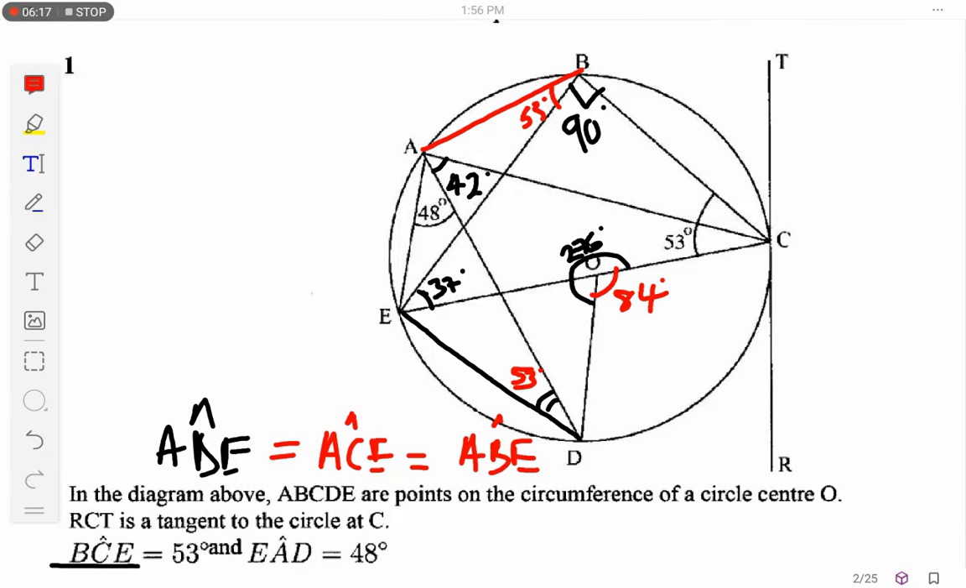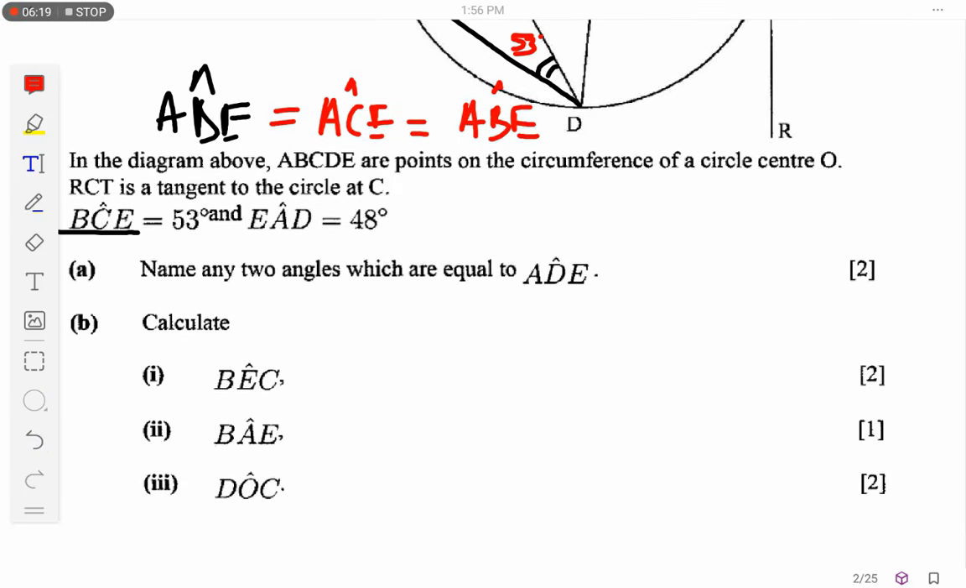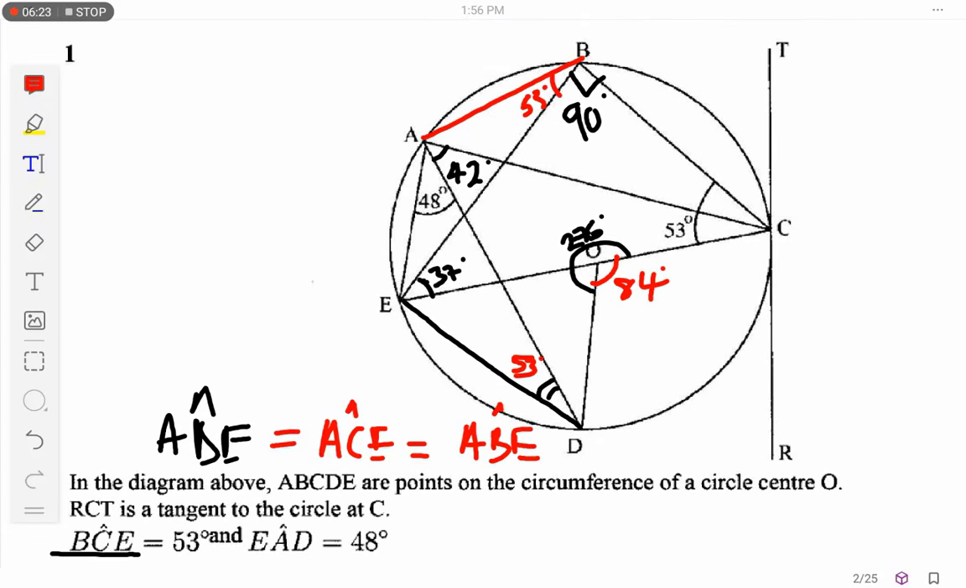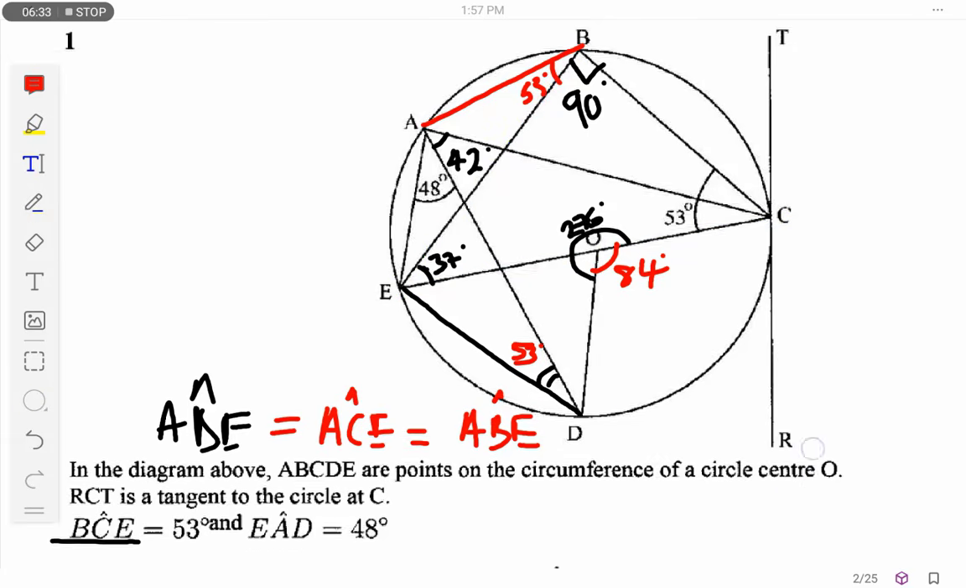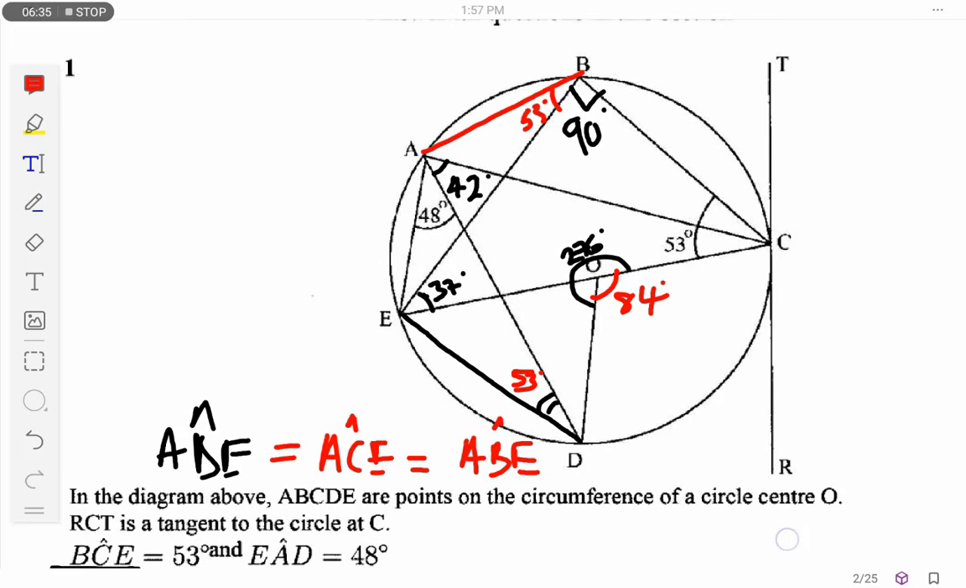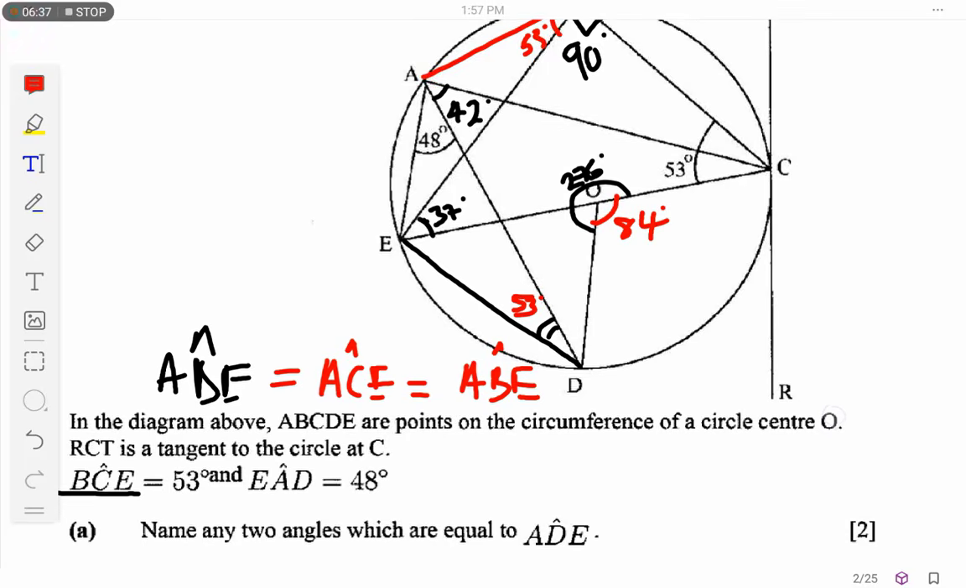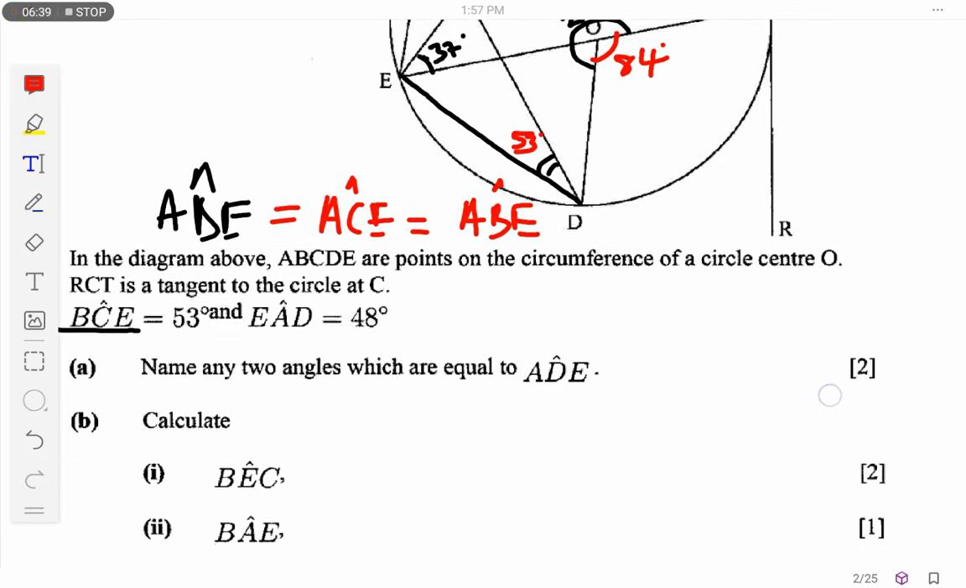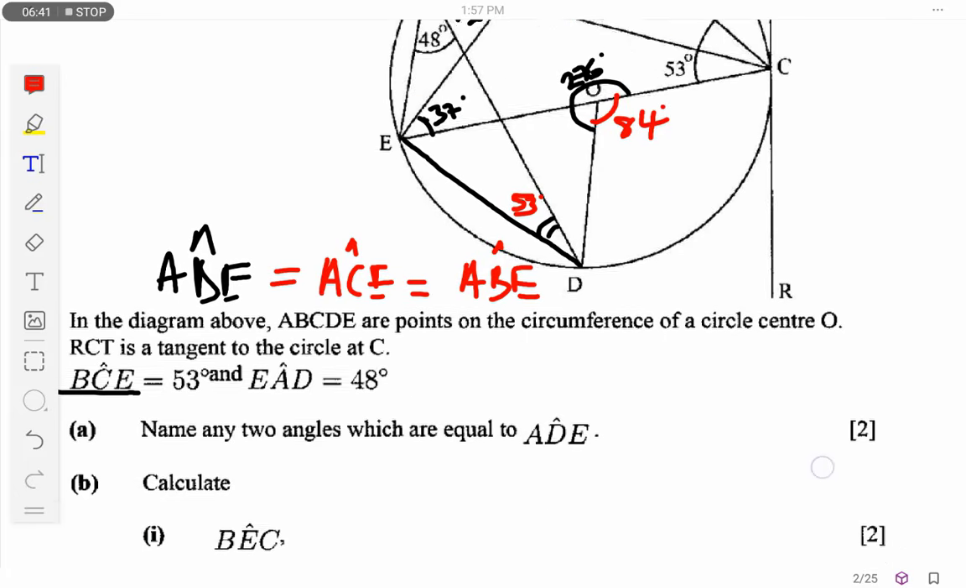Okay, so that was the first part. Let's go to the other question. Calculate BEC. Where is our B? BEC. That's 37 degrees. We have just done that. And we calculated it, the reason being angles in a triangle add up to 180 degrees. Let's go to the other question. BAE.